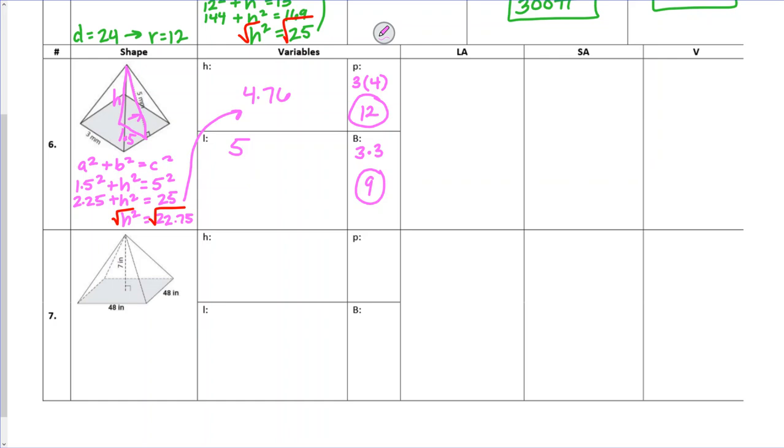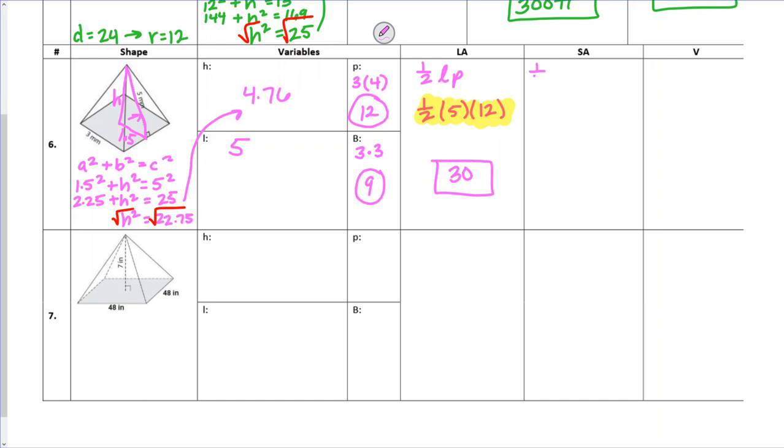Again, find work where you need to, or space to do the work where you can. Now that we have all of our variables, we can plug into our formulas. So our LA is 1/2 L times P. So 1/2 of 5 times 12. No pi in our formula, so no pi in our answer. We can plug it all in, and you should get 30.